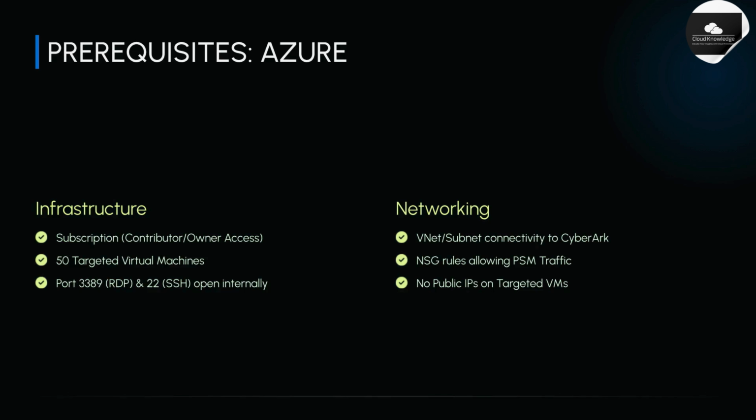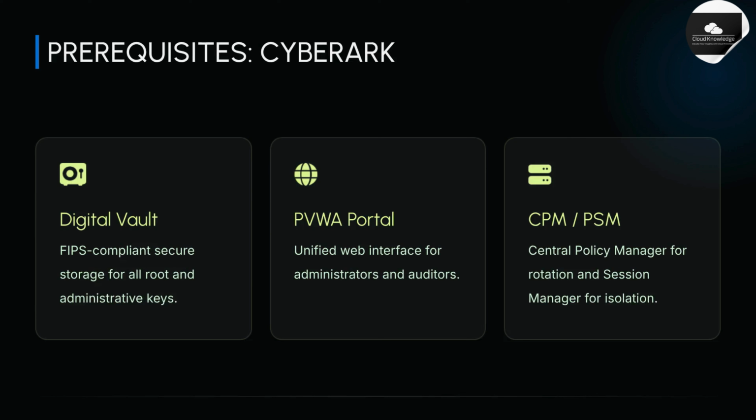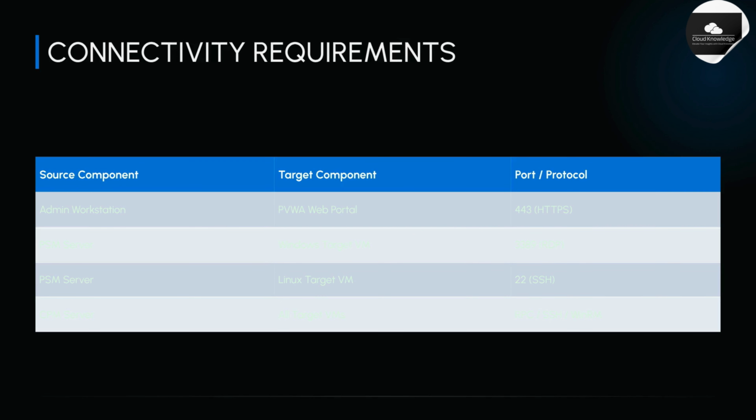Azure prerequisites include proper subscription access, 50 targeted virtual machines with RDP and SSH open internally, and specific networking configurations like NSG rules and no public IPs. CyberArk prerequisites involve the digital vault for secure storage, the PVWA portal as a unified web interface, and the CPM and PSM for rotation and session isolation. The connectivity requirements detail the necessary source components, target components, and the corresponding port and protocol for secure communication.